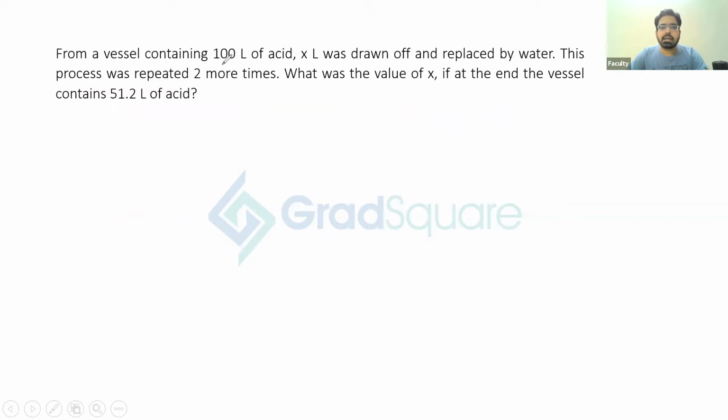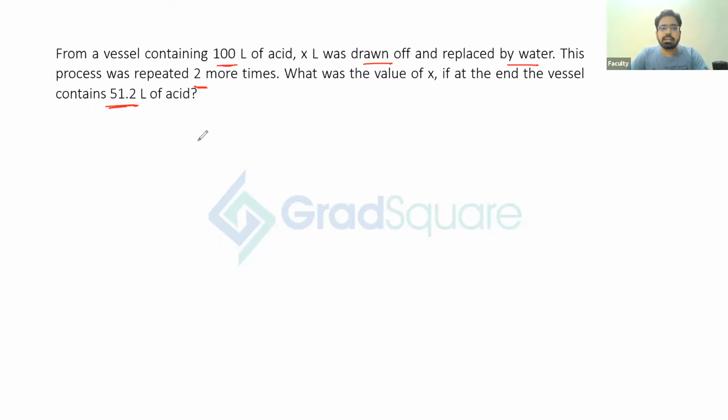From a vessel containing 100 liters of acid, X liters is drawn off and replaced by water. Then the process was repeated 2 more times. What was the value of X, if at the end the vessel contains 51.2 liters of acid, right?